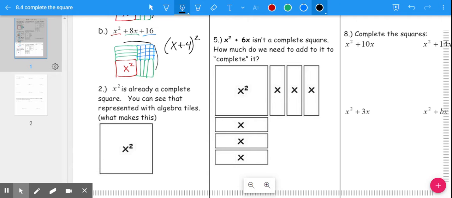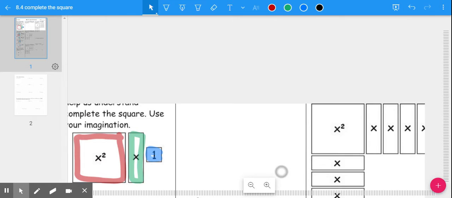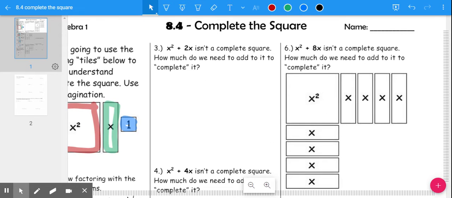So this one says x squared is already a complete square. You can see that represented with algebra tiles. What makes this? So we can say this is x times x gives you x squared. That's all it wants there. Very basic.